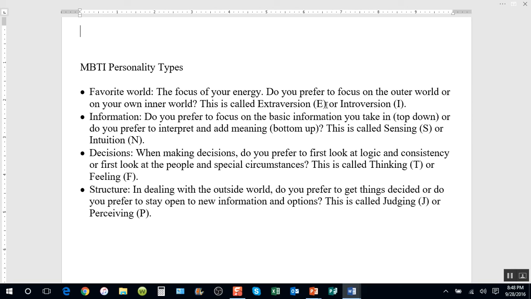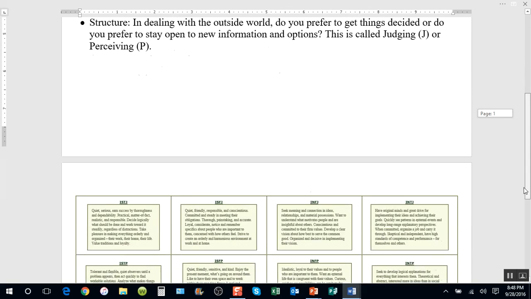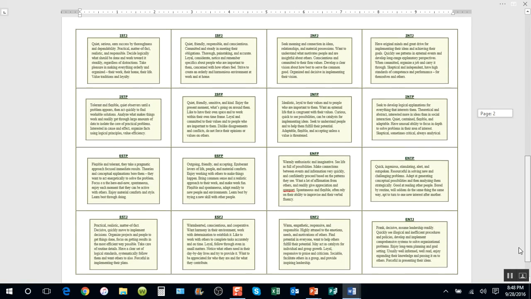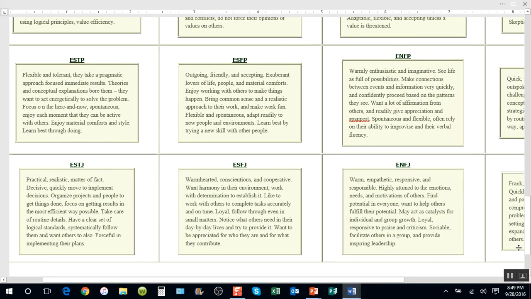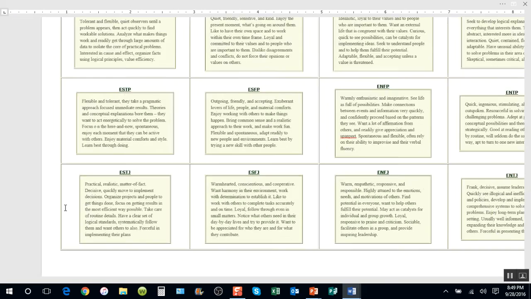Generally speaking, ESTJ tends to be the predominant executive profile. So if we were to go through all the different types, if we look at ESTJ, they're very practical, realistic, matter of fact, decisive, quickly move to implement decisions. They organize projects and people to get things done. They focus on getting results in the most efficient way possible. They take care of routine details. They have a clear set of logical standards, systematically follow them and want others to do so, and they are forceful in implementing their plans. That is the classic executive. That is the way the majority of them are.